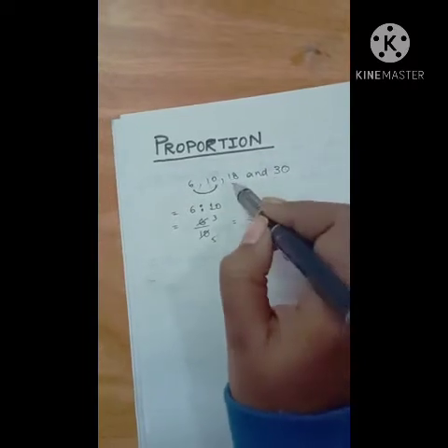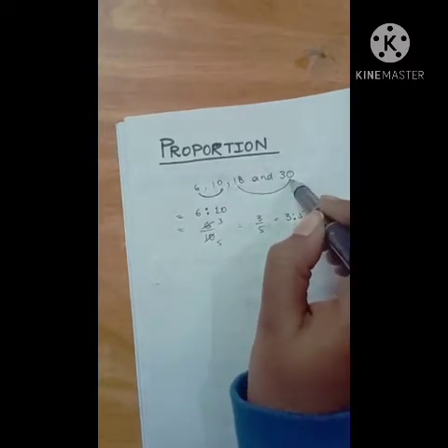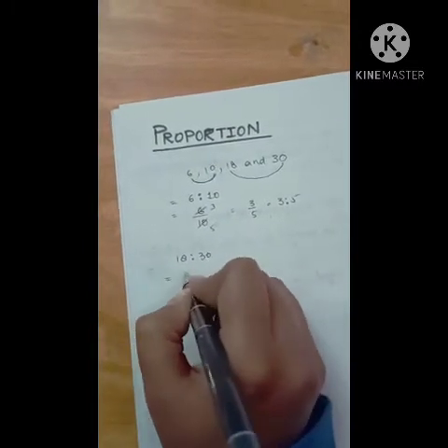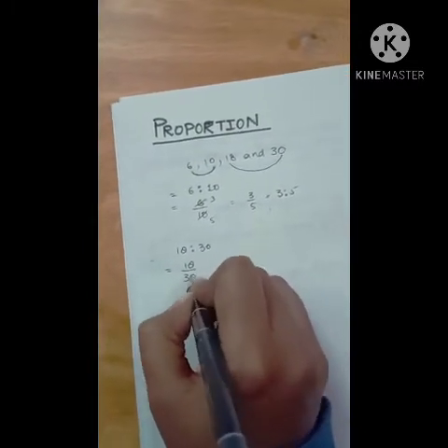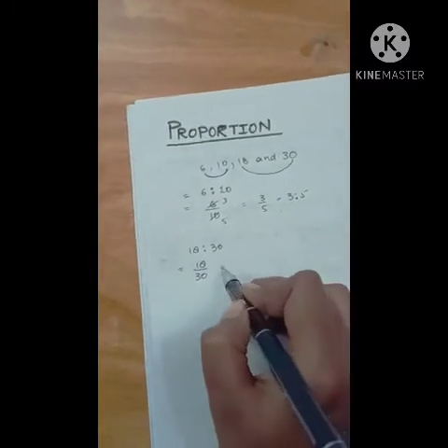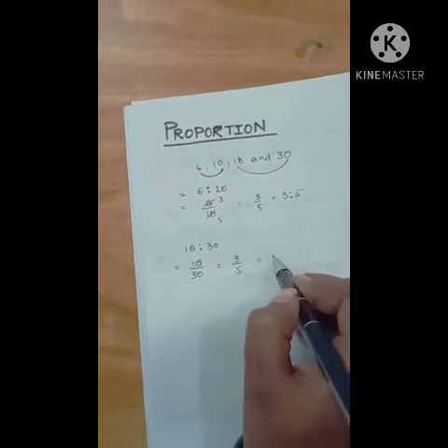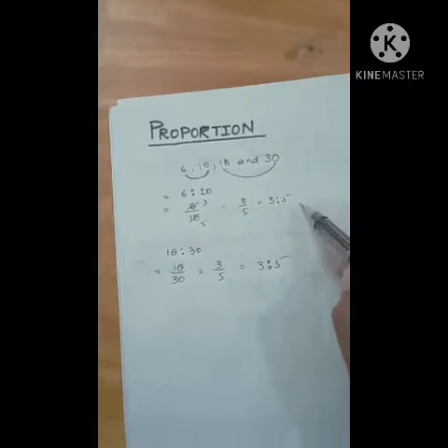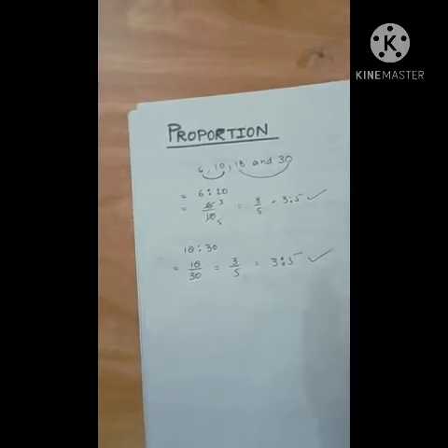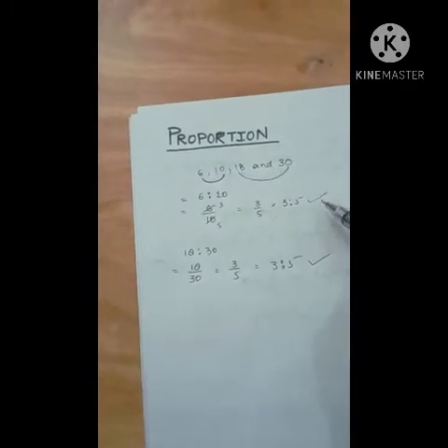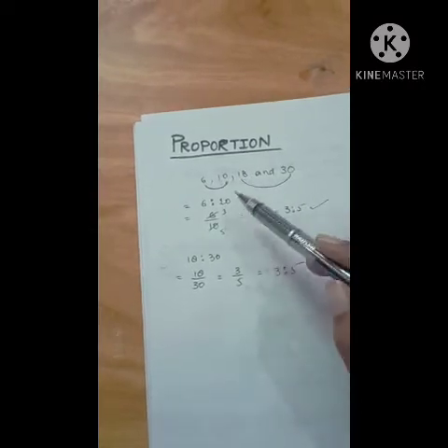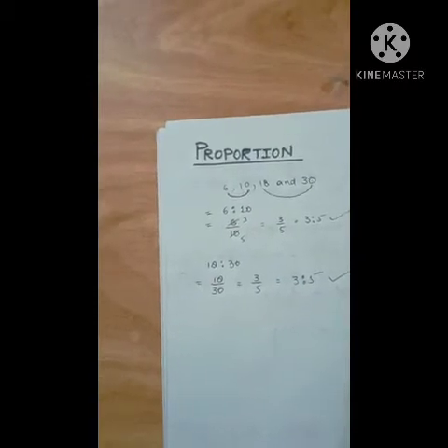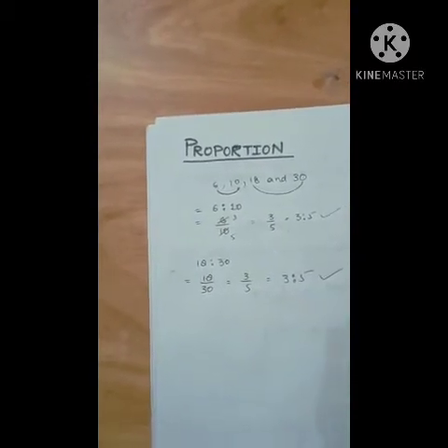And we find out the ratio of the third and fourth number. That means 18 is to 30. That means 18 by 30, which is equal to 3 by 5. That is 3 is to 5. So here you can see that these two ratios are equal, right? So what we say here is that these four numbers are in proportion. Understood?